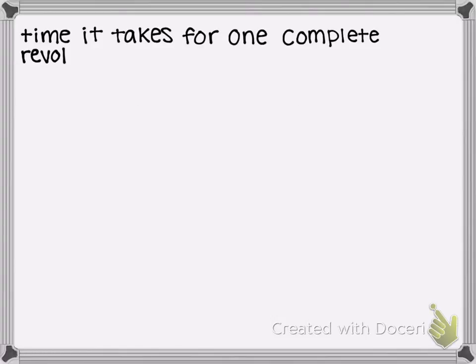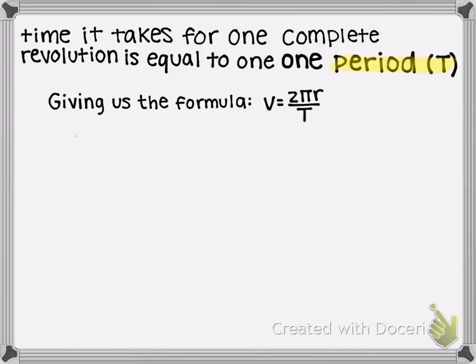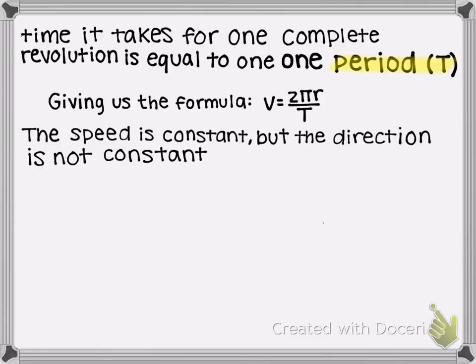It is important to remember that the time it takes for one complete revolution is equal to one period, which is represented by T, giving us the formula v equals 2 pi r over T. That formula can be used to solve for velocity, radius, and period.